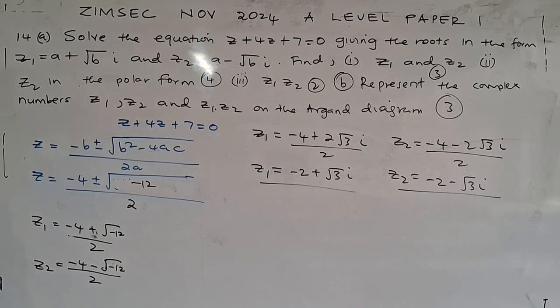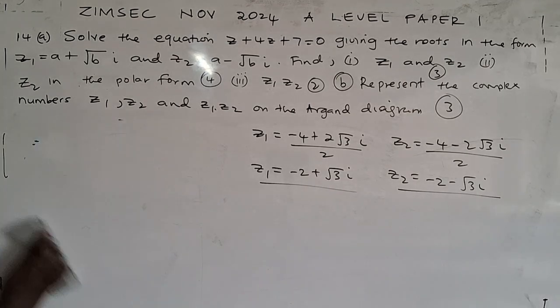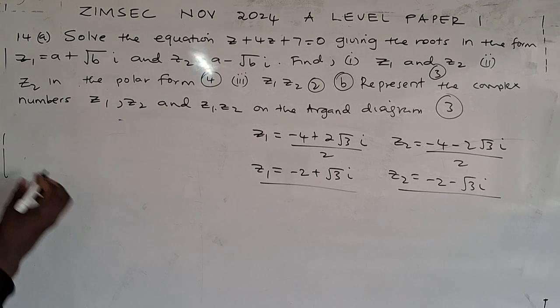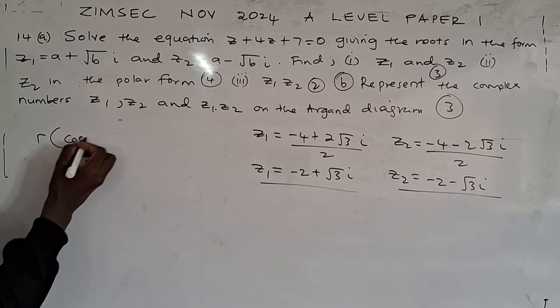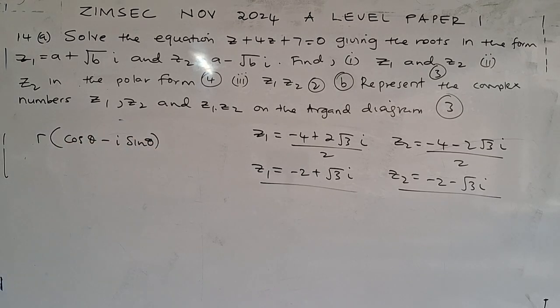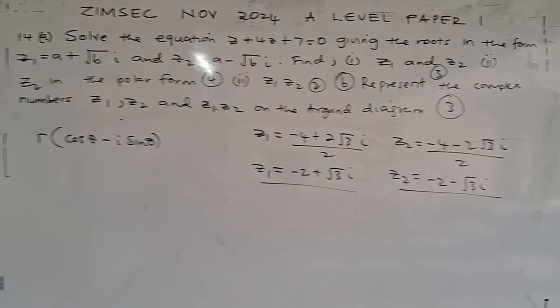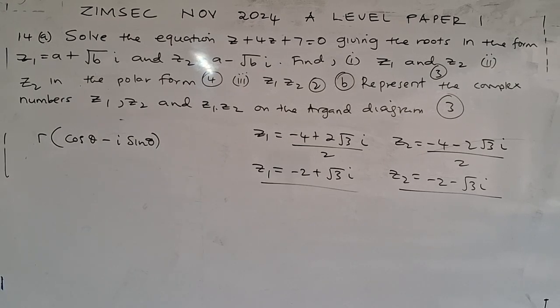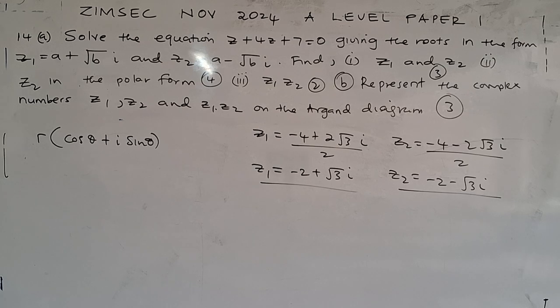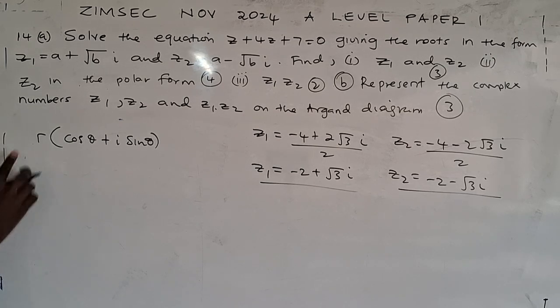You are supposed to find z2 in the polar form. See, the polar form is given by r into cos theta minus i sine theta. Okay, so this is the polar form. Now you are supposed to find the value of r and theta.